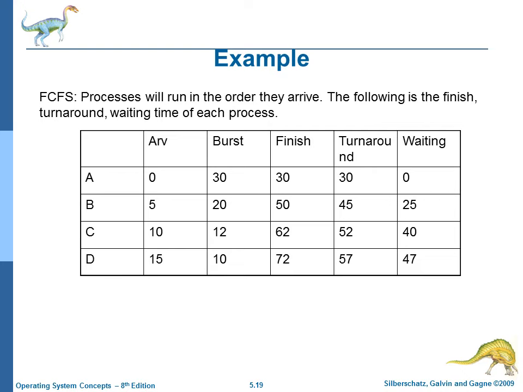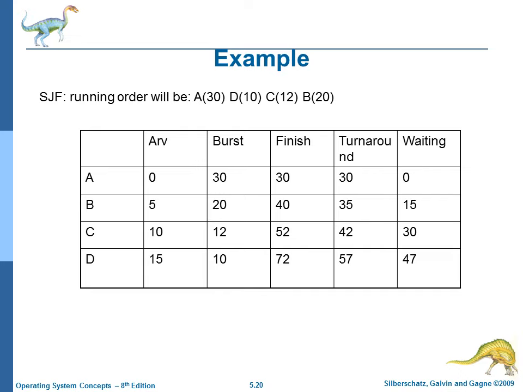For first come first served, processes will run in the order they arrive. The following is the finish time, turnaround time, and waiting time for each process. And the average waiting time will be 0 plus 25 plus 40 plus 47 over 4.